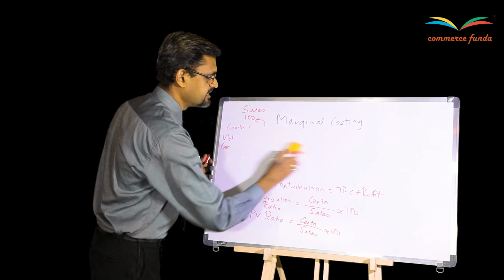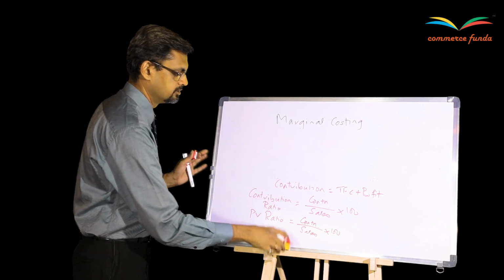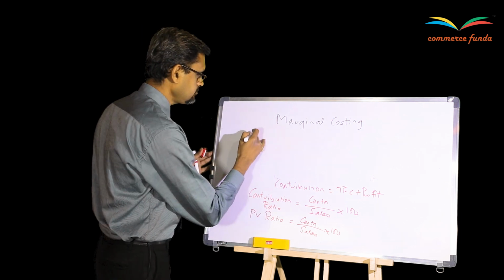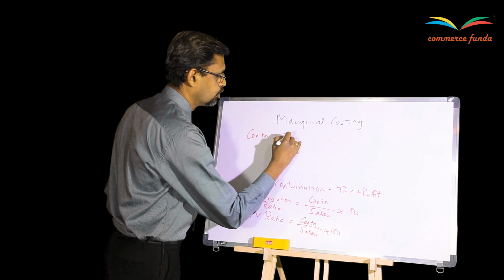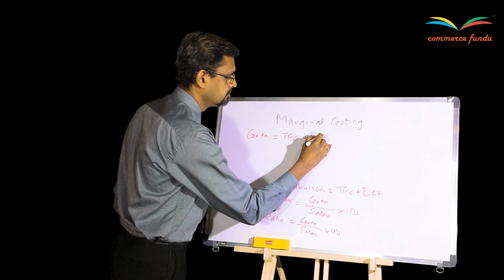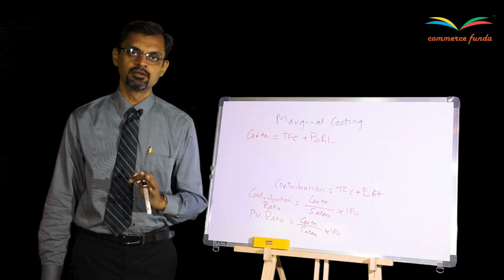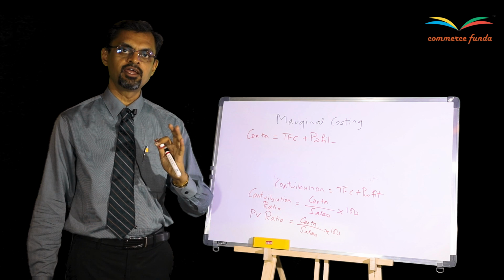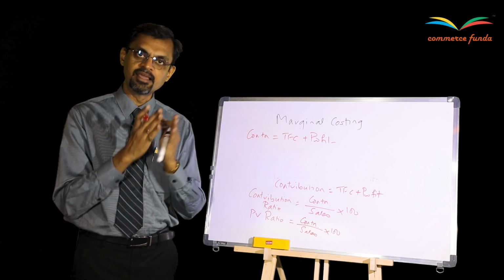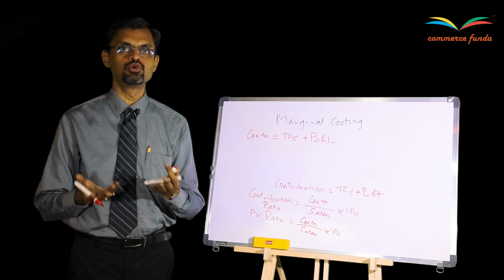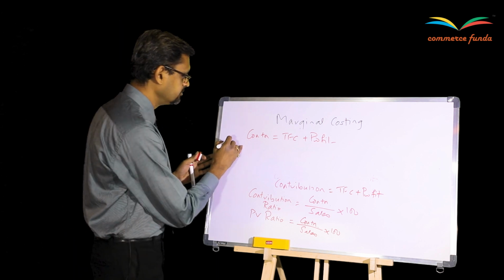Now let me use that same equation once again to explain to you break-even point. So just now we wrote contribution is equal to total fixed cost plus profit. Now what is break-even point? Break-even point is nothing but a point where you make zero profit, zero loss. So your sales are exactly equal to your total cost. That is why you don't get any profit, right? No profit, no loss.